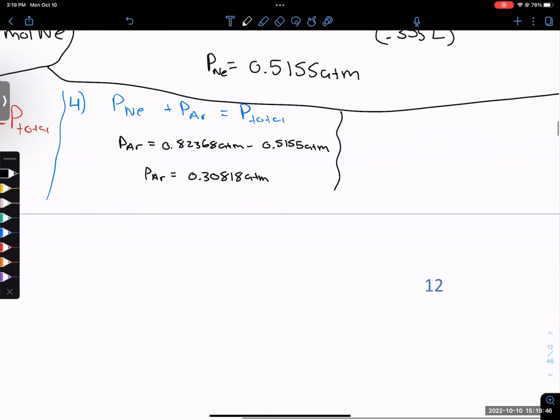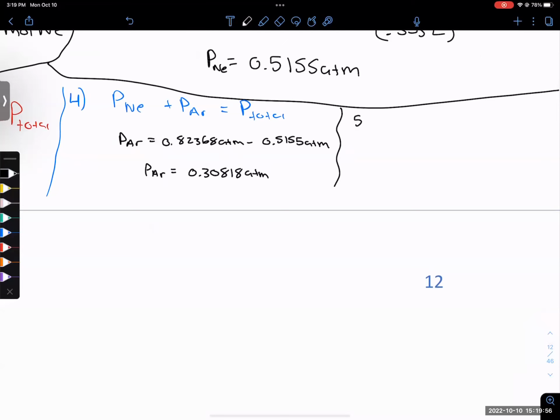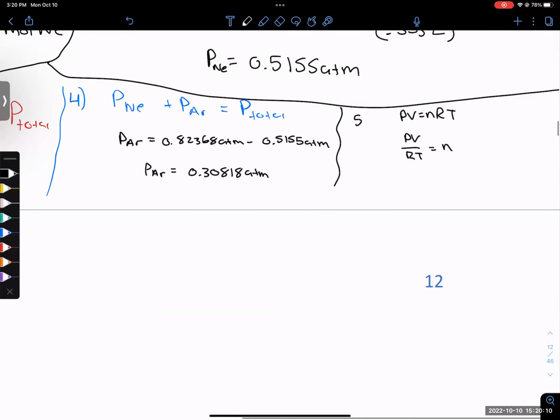All right. So now to the final step. We know the pressure of argon. Now we need to plug this back into our PV equals nRT, our ideal gas law. We're finding the moles, so we are going to solve for n. PV over RT is equal to n. If we plug in all of our givens, we have 0.30818 atmospheres, and that's of argon, right? And the volume of the container remained the same, so it was 0.355 liters.